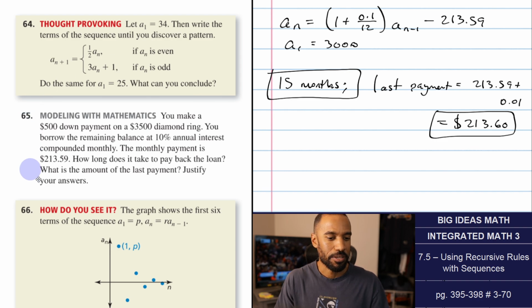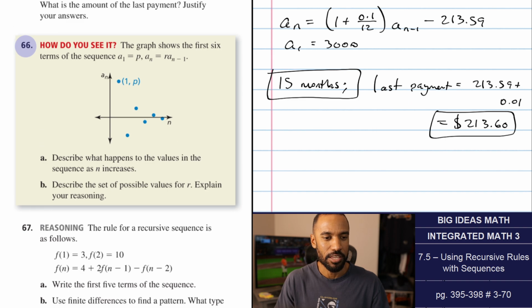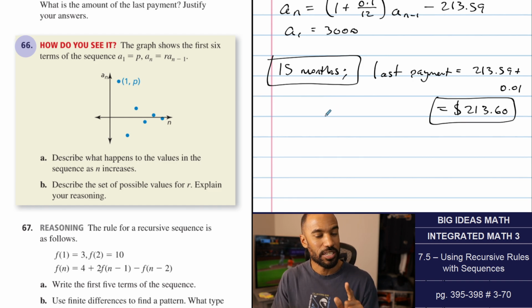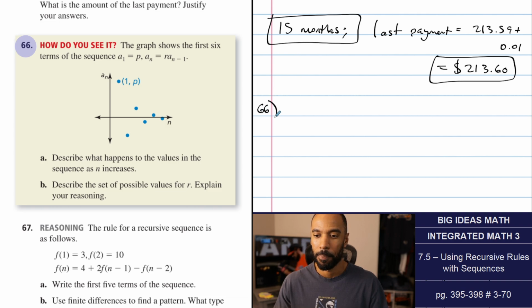Number 66, how do you see it? The graph shows the first 6 terms of the sequence a sub 1 equals p, a sub n equals r times a sub n minus 1. Now, we haven't seen one of these together. I know one thing they're going to ask about. Common ratio is negative. And common ratio is less than 1. Well, I haven't seen the question, but I'll see what they say.